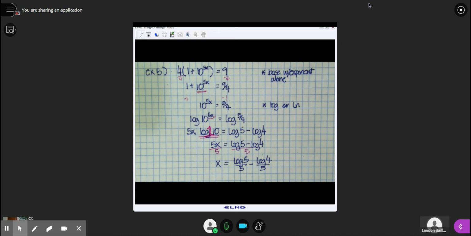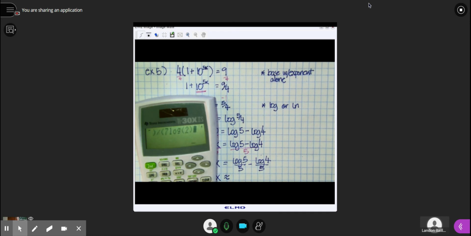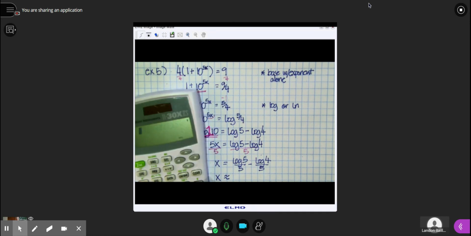Okay. Now, if I need to do this on a calculator, I'm just going to do log 5 divided by 5 minus log 4.